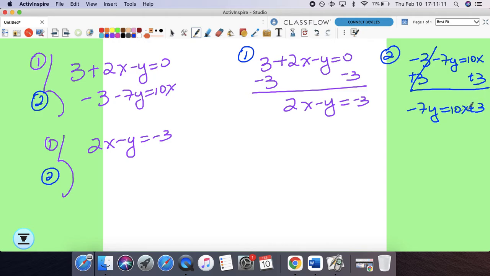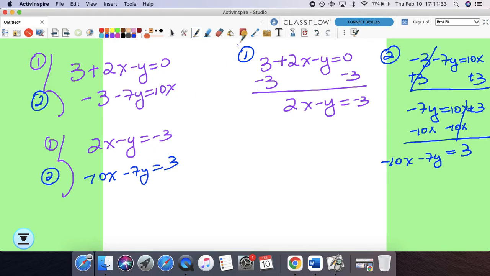And then let's throw the 10x to the left side, right? So we're going to do minus 10x, and that goes away. So I'm left with 3 on the other side. And the left side, I'm going to have negative 10x minus 7y. Negative 10x minus 7y equals 3.